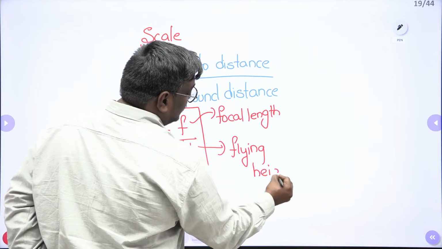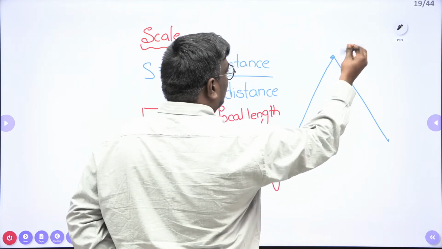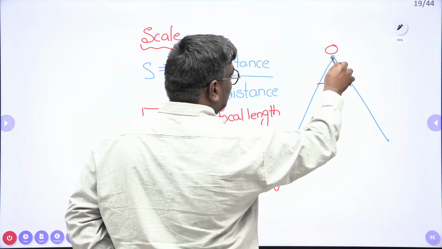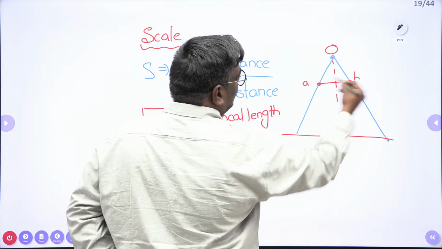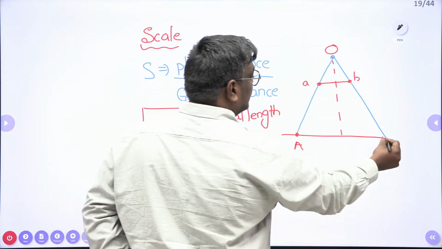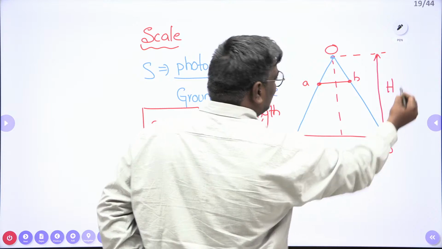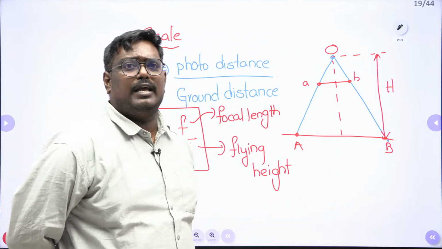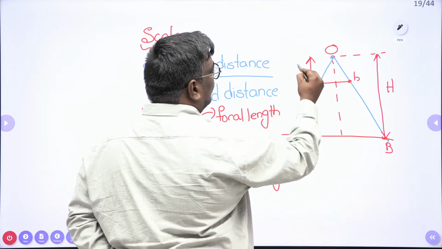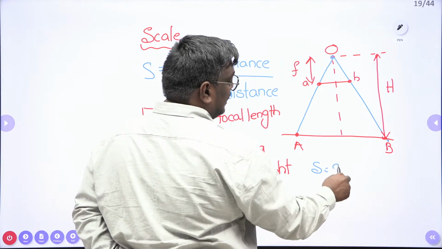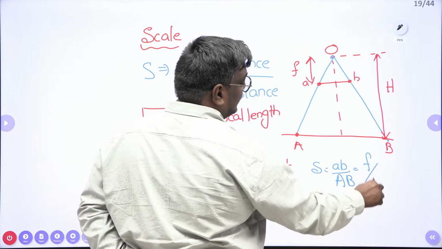Now, my dear students, what is flying height here? Suppose you see the diagram here. If this is the point where the camera is mounted, and this is the principal point, and you consider this as a photo, the points on the photo are represented by small letters and the points on the ground are represented by capital letters. The distance from the camera to the ground is known as flying height. Flying height means the height at which the camera is mounted on the aircraft, the height at which the photos are taken. And this distance is the focal length. From similar triangles, scale S can be written as ab, the photo distance, upon capital AB, the ground distance, and from similar triangles you can write it as F upon H.